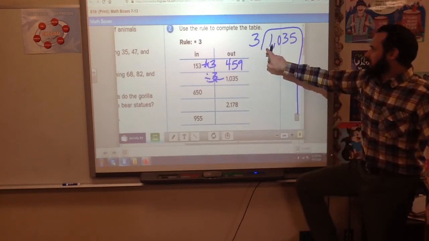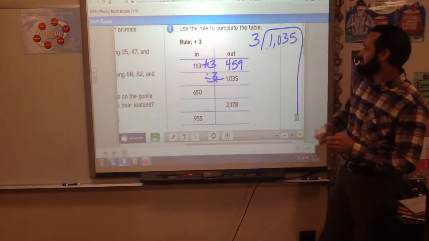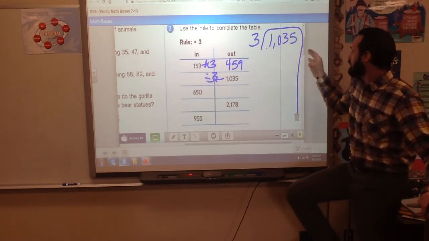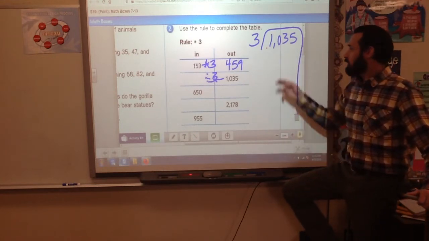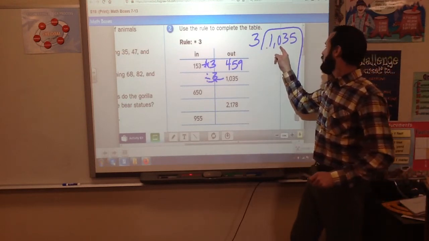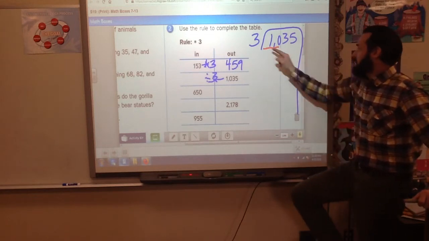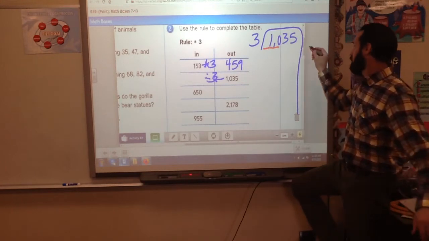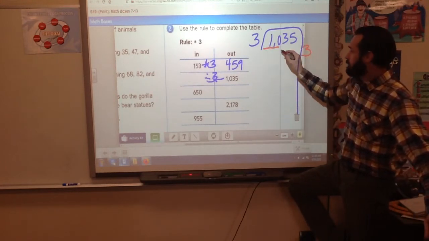I look at the first number they give me. The first number they give me is the 1 in the thousands place. But I'm just going to think about it like a 1. How many 3's can go into 1? You can't. 3 is bigger than 1. So we're going to look at, instead, the 10. And we're thinking, what times 3 gets me close to 10 without going over? And that's 3. 3 times 3 is 9.